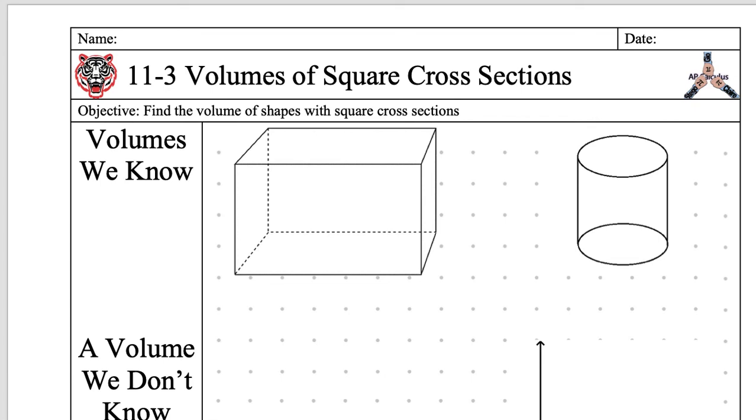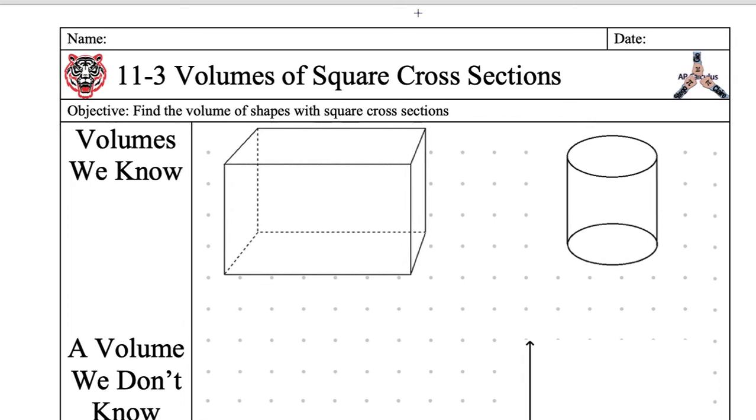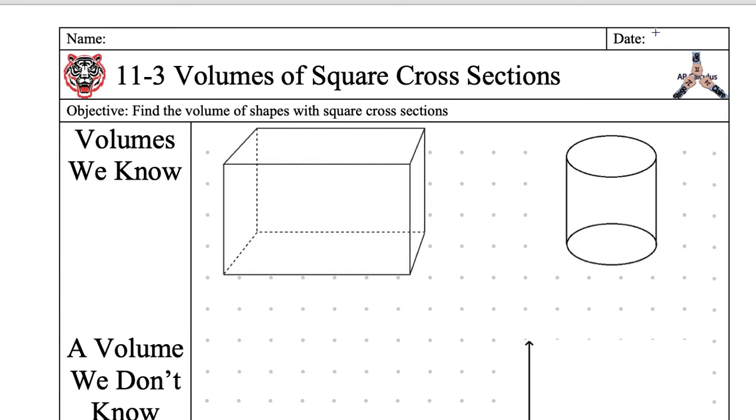All right, so we are in AP Calculus, lesson 11-3. Today's date is Thursday, March 12th, 3/12, 2020. So, volume of solids with square cross sections. That's how you read that statement.